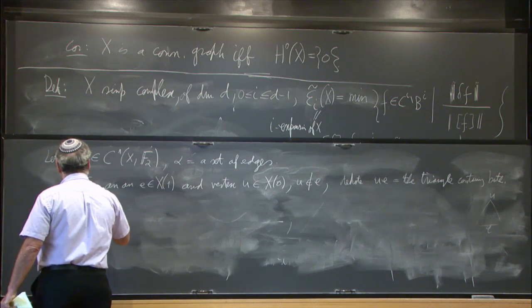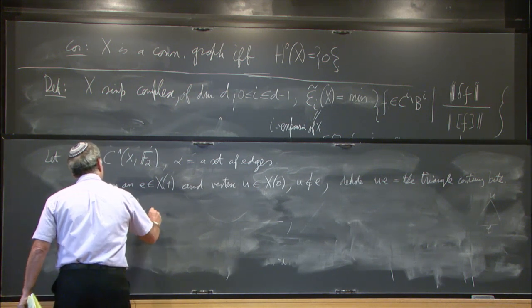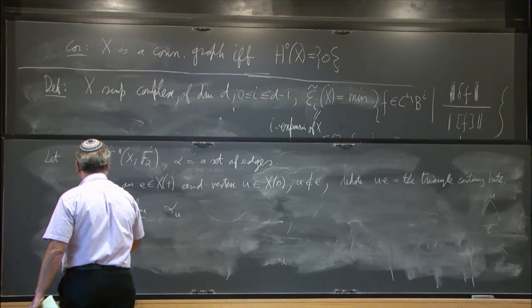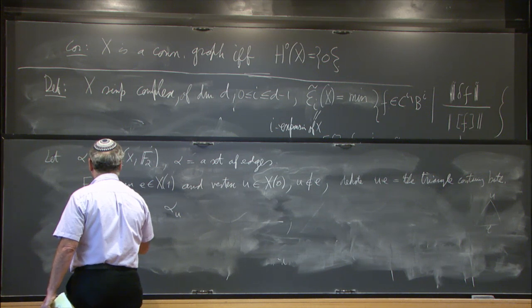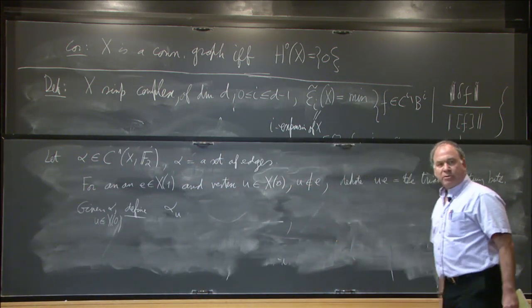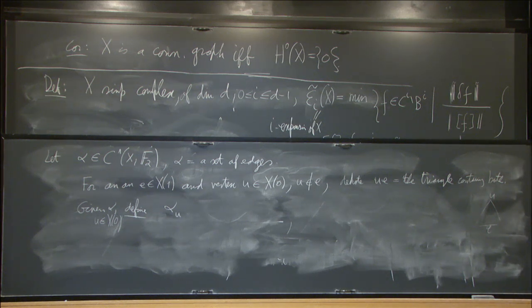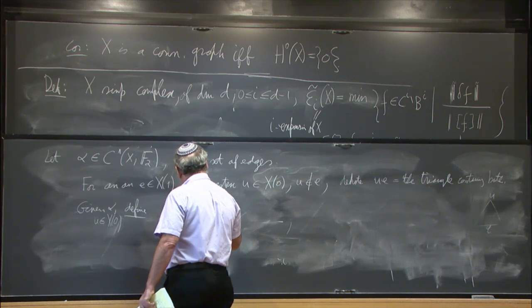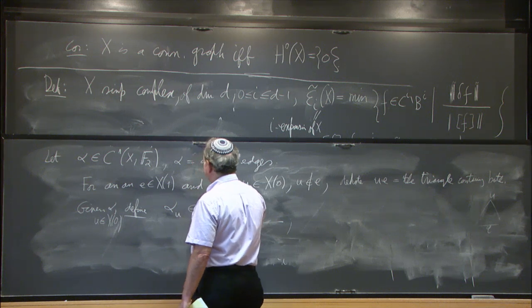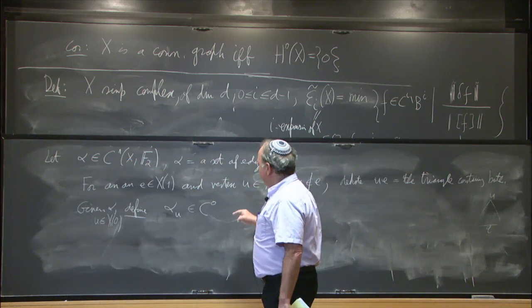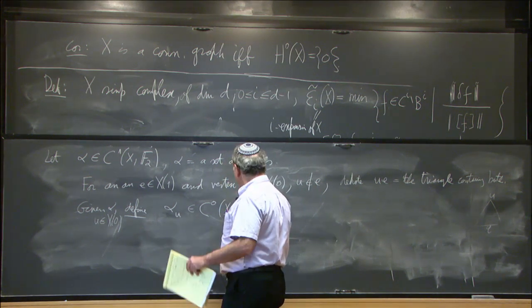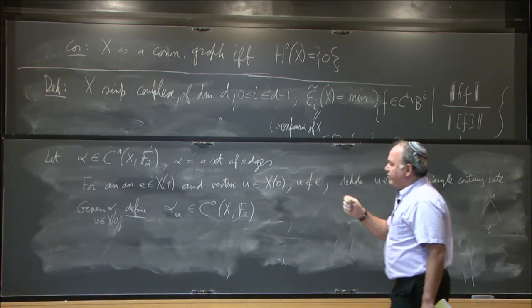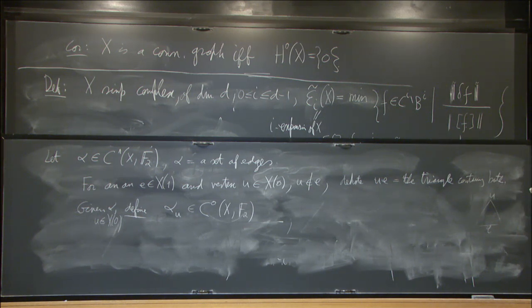Now, given such an alpha, define alpha U. Given alpha, and let's say that U is a vertex in X0, we define alpha U. To those who are familiar a little with the language, we are really taking a global cochain, and we restrict it to the link of the vertex. But another way to think about it is to think of alpha U as an element in C0. So the formal way: we start with alpha in C1, and we will think of it as an element in C0 of X F2. The best thing to think about is that alpha U is the local view of alpha from the point U.